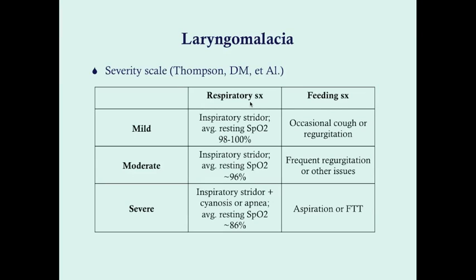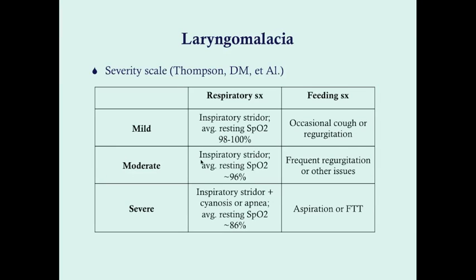Why respiratory symptoms? Well, because if you have cyanosis and apnea, that's a big deal. And also the feeding symptoms, because even if the respiratory symptoms aren't that bad, but the child's having difficulty feeding, that can lead to failure to thrive. So mild would be just your inspiratory stridor, which is characteristic of laryngomalacia, and a normal average resting oxygenation of 98 to 100%. Feeding symptoms, usually in laryngomalacia you will have some. In mild cases, it'll just be an occasional cough or regurgitation.